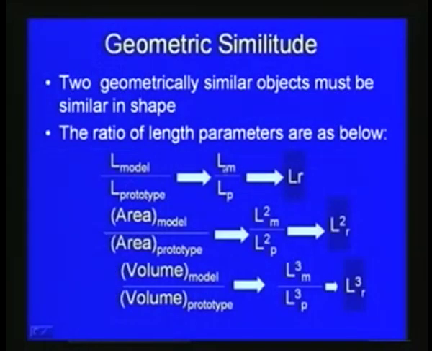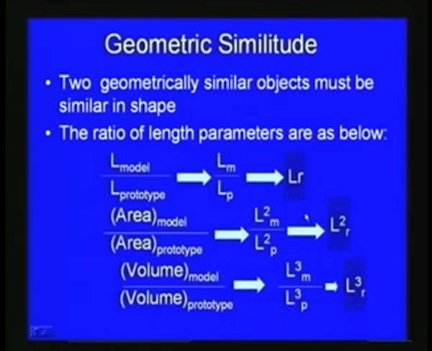With respect to this, generally we can see the ratio of various length parameters, like the ratio of length of model to length of prototype, Lm by Lp, that is the length ratio Lr. Or the area of the model to the area of the prototype. Area is described as the square of length, so the model length square divided by prototype length square, so Lr square. Similarly, for volume, the volume of model divided by volume of prototype, Lm cube divided by Lp cube. So we get the cube of the length ratio.